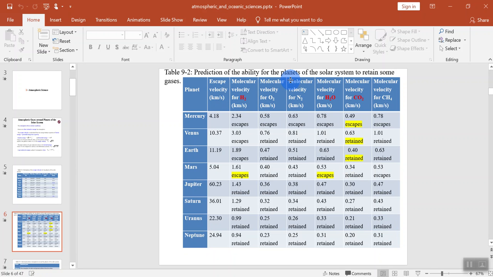Anyway, these are the various predictions based on this escape velocity. Various predictions for the various gases, like hydrogen escapes Mars, but is retained in Jupiter, and so on. Like water escapes Mars as well, but is retained on Earth. Carbon dioxide escapes the rocky planets and is retained in the big ones, and so on. Carbon dioxide is retained around Mars.